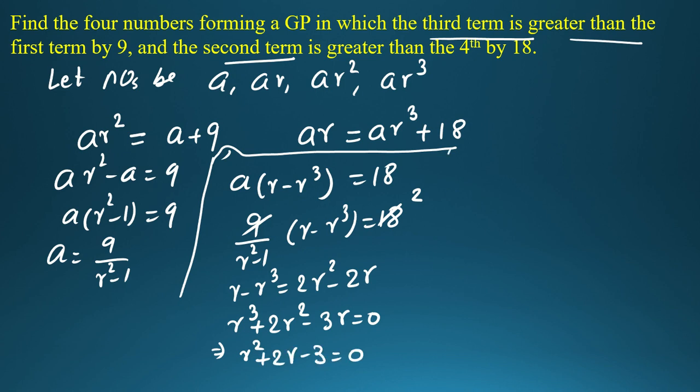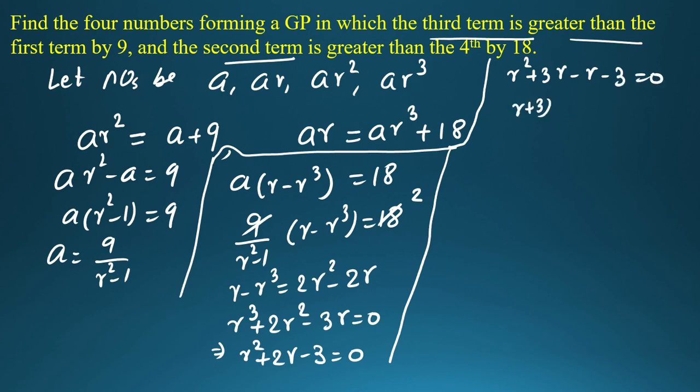Now you can see it's a simple quadratic equation which can be factorized by splitting the middle term. So I am writing here, it will be r square plus 3r minus r minus 3 equals to 0. So (r plus 3) times (r minus 1) is equal to 0. Now r is equal to minus 3. Hope I am doing the correct calculation. If not, then please check it. Okay, r is equal to 1.